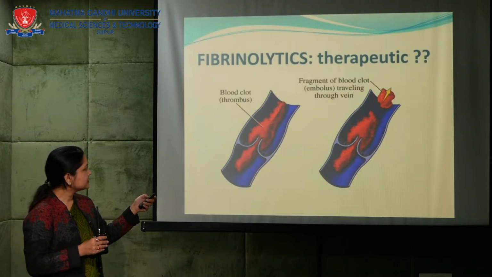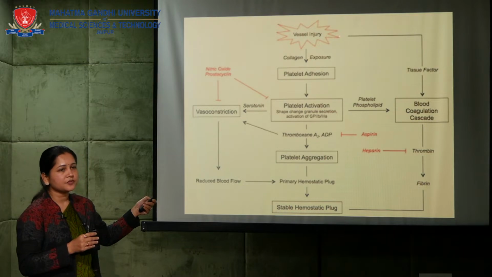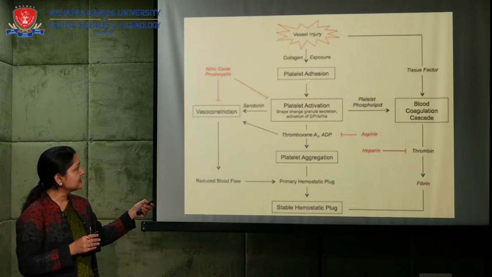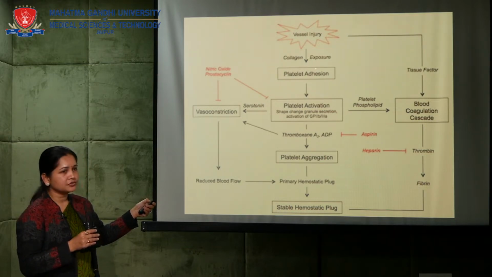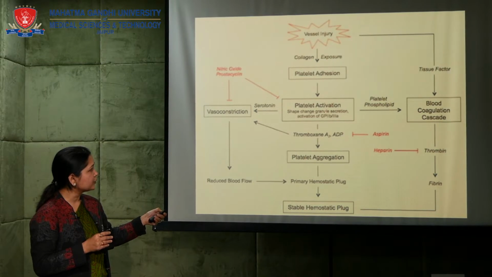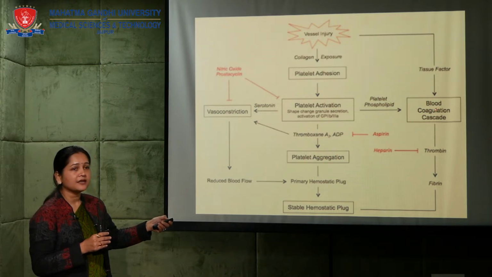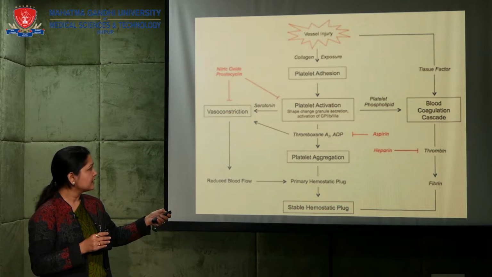So whenever there is collagen exposure due to the vessel injury, platelets start to adhere to the collagen that is exposed, and there is activation of the glycoproteins. Now this will release inflammatory mediators like serotonin, thromboxane A2, and the platelet phospholipids. They will get exposed and they will activate the blood coagulation cascade.